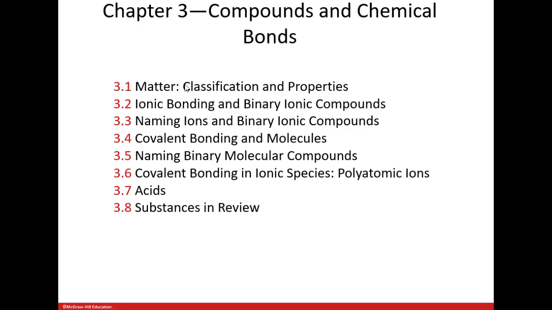Then we'll talk about the different types of bonding. So ionic bonding first, and the different types of compounds that ionic bonding makes. And then we will talk about naming the ions and naming compounds. Then we'll talk about covalent bonding and molecules that they make and naming molecular compounds. We'll go a little bit more into the ionic bonding and talk about polyatomic ions. And then we'll talk about acids, and then this kind of review at the end.